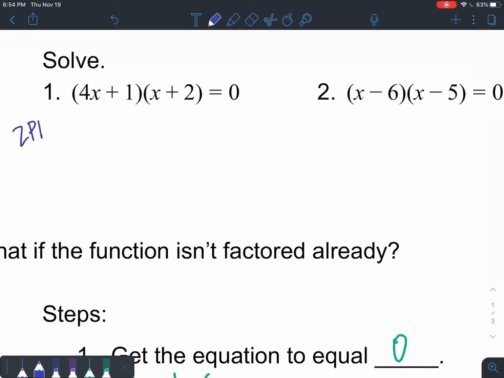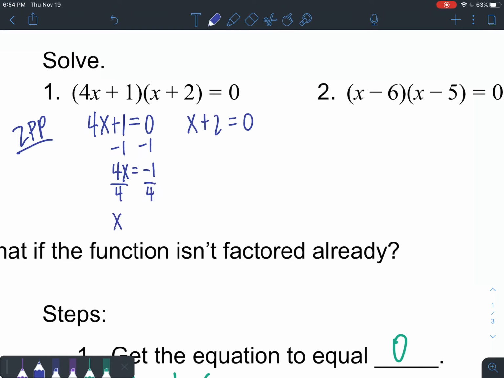All right, the zero product property, ZPP, what that means is I'm going to set both parts equal to 0. Because the zero product property says that if the whole thing equals 0, then one of these two things has to be 0, because 0 times anything gives us 0. All right, and then we solve. So I'm going to subtract 1 from both sides. So I have 4x equals negative 1, divide by 4, and x equals negative 1/4.